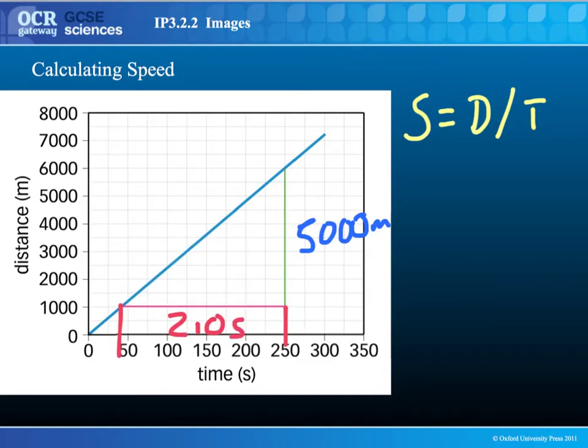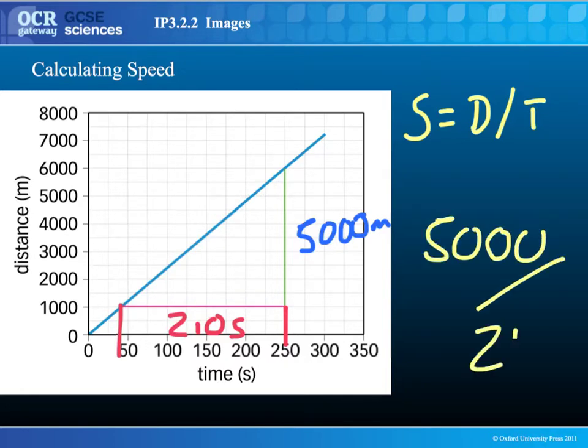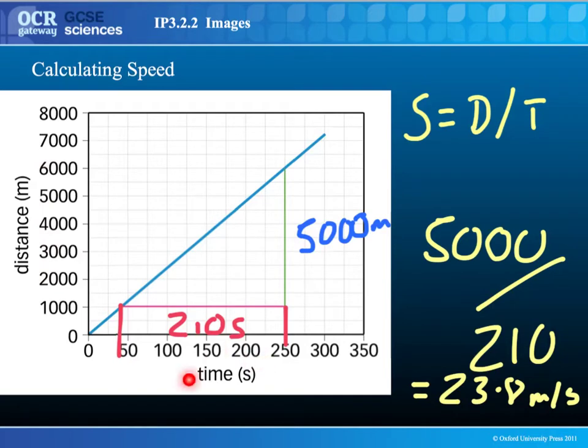Going back to the calculation, you then do your 5,000 for your distance divided by time, which is 210, which gives you 23.8 meters per second. Don't forget your units here. It's always the distance, which is in this case meters, over the time, which is in this case seconds.